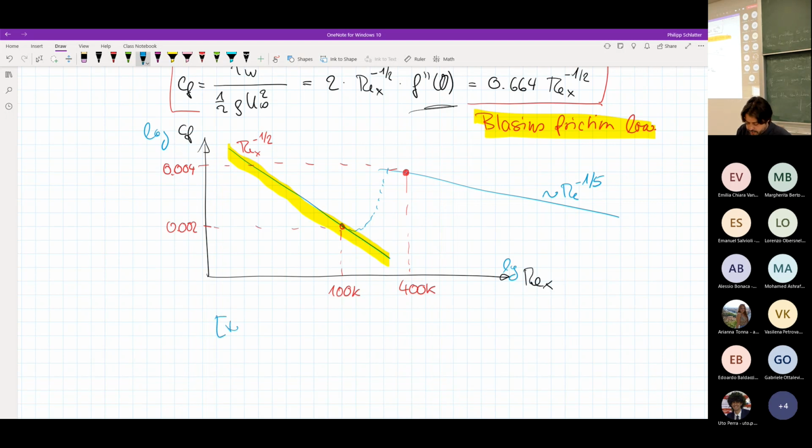And just as a side note here, I'm also writing down one useful turbulent correlation, which complements the Blasius friction law, would be something like this: 0.0576 times Reynolds X to the -1/5. That would now be the CF for the turbulent case.